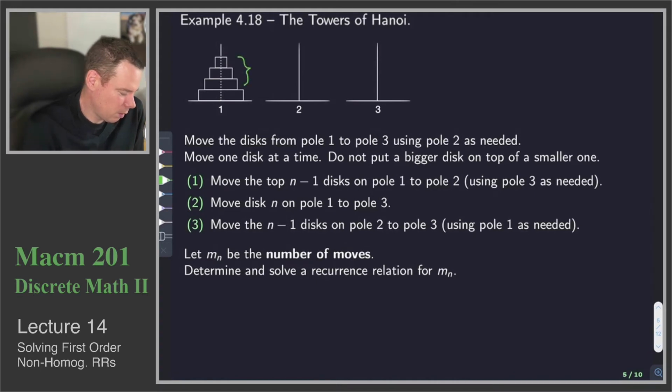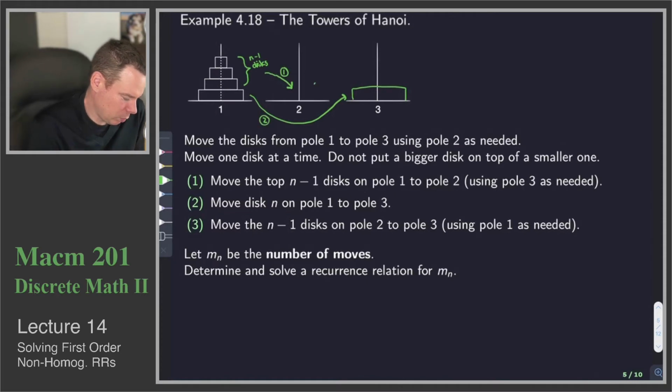Let's consider the top n-1 disks. Those top n-1 disks, I can move them here. That's step 1. It'll take me some number of moves to do that, and I'll probably use pole number 3 in the mix as well, but the idea is I can do some sequence of moves that'll move all those top n-1 disks to pole number 2. Once I've done that, I've freed up this bottom disk. So then I can take that bottom disk and I can move it over here. So that's my second step.